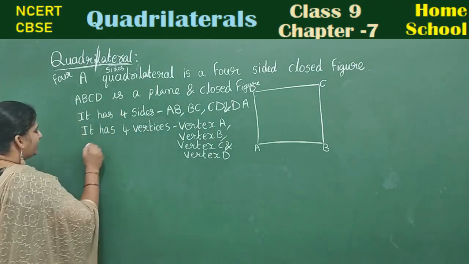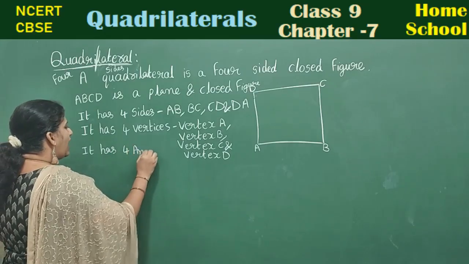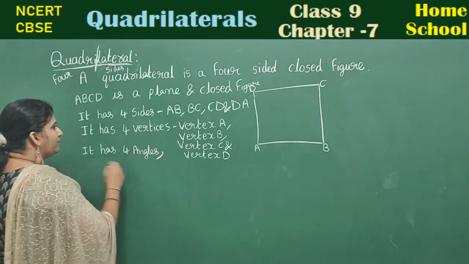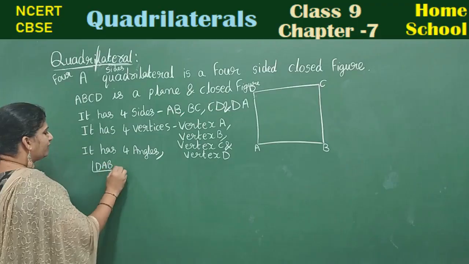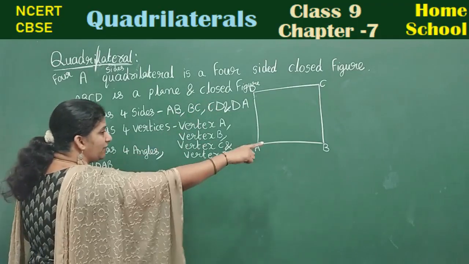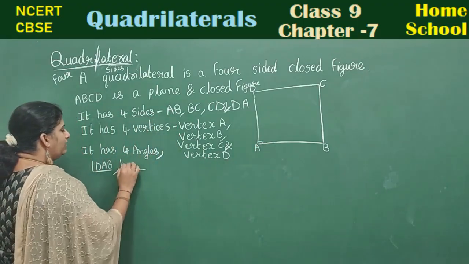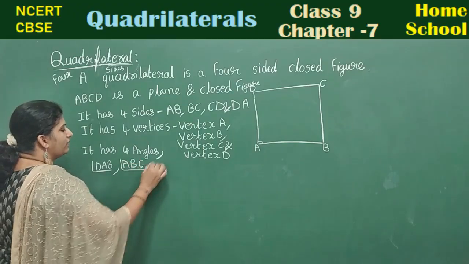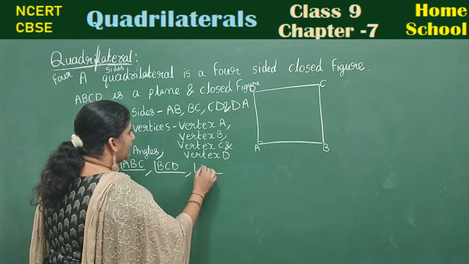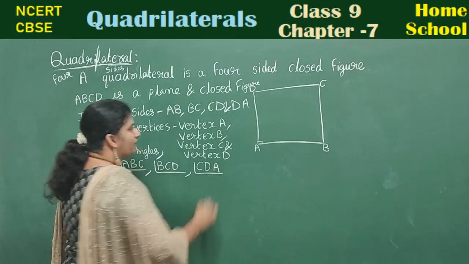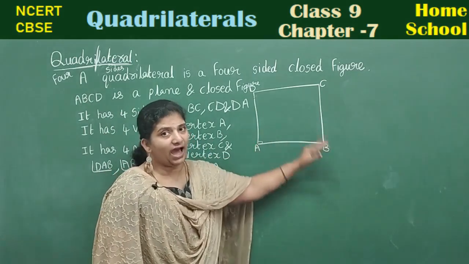Right? Right here, it has 4 angles. Namely, what are those? Angle DAB. Observe that carefully, children. Angle DAB means which angle? This angle. Okay? Angle ABC. Angle BCD. Angle CDA. It has 4 sides, 4 vertices and 4 angles.